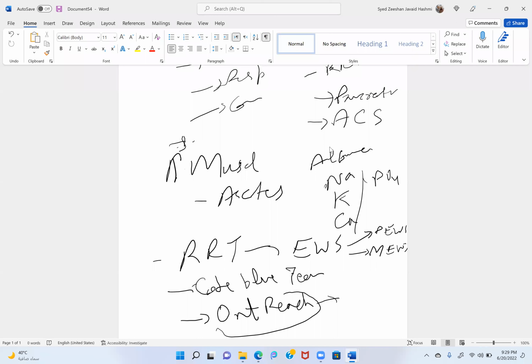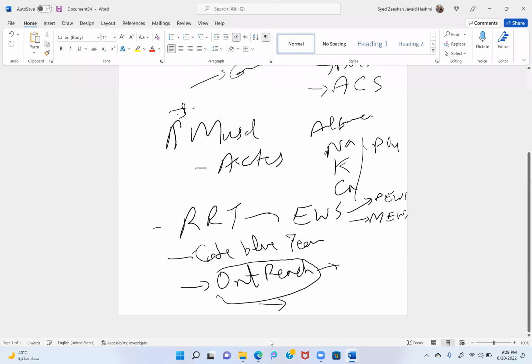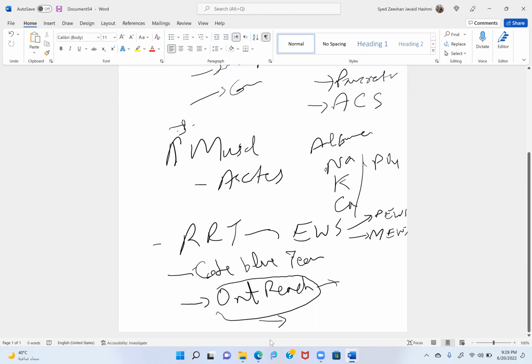There is some confusion: the rapid response team and the outreach team are different. The outreach team is for patients who were admitted to ICU and are now in the wards, and they provide some care to those patients. This is the critical care outreach team. So these are the teams you should know: administration, rapid response team, code blue team, critical care outreach team, and some topics which we couldn't cover.